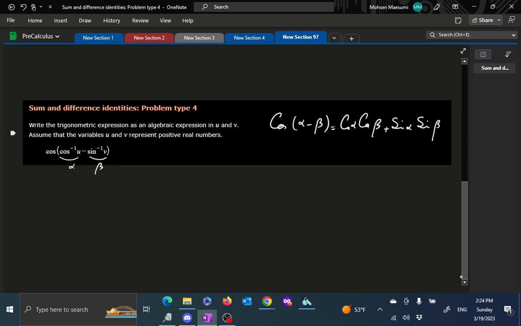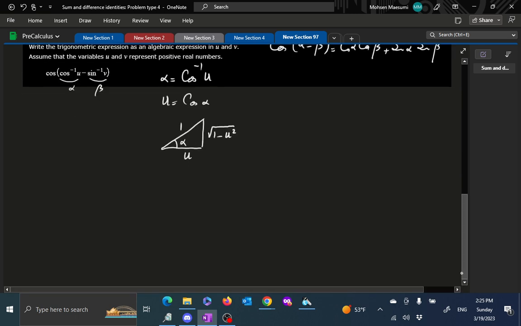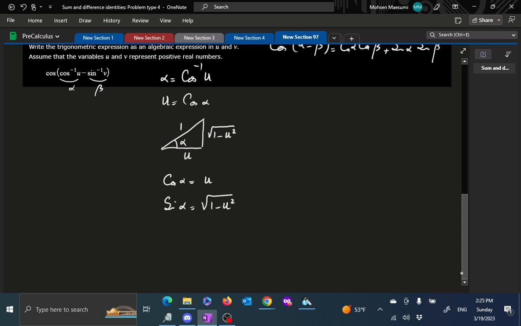We go draw some pictures. So alpha is cosine inverse of u, so that means u is cosine of alpha. We have a picture that goes with this, a right triangle, this is an angle, cosine of it is the ratio of adjacent to hypotenuse. I take the hypotenuse to be 1. The opposite side follows by Pythagorean theorem. So cosine of alpha is, as we said, just u. Sine of alpha, we are going to need, is radical 1 minus u squared.